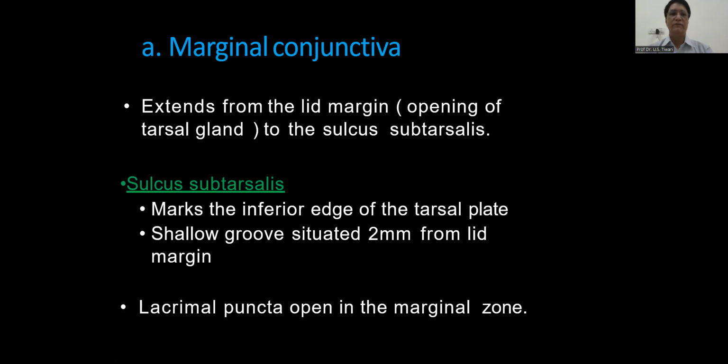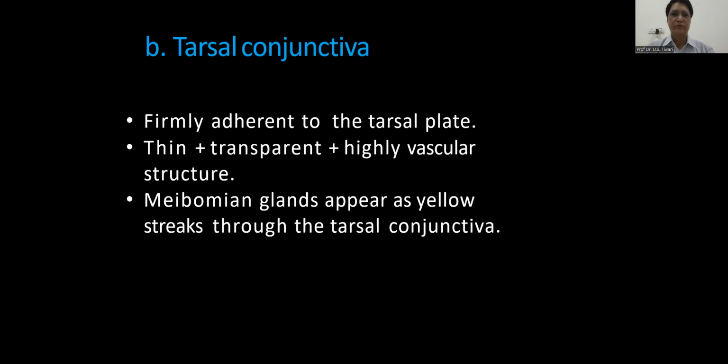The marginal conjunctiva extends from the lid margin, the opening of the tarsal plate as I have shown in the picture, to the sulcus subtarsalis, right? The sulcus subtarsalis marks the inferior edge of the tarsal plate. It is a shallow groove that is situated 2 millimeters from the lid margin, right? The lacrimal punctum opens into the marginal zone. So this sulcus subtarsalis and the marginal conjunctiva has got an importance.